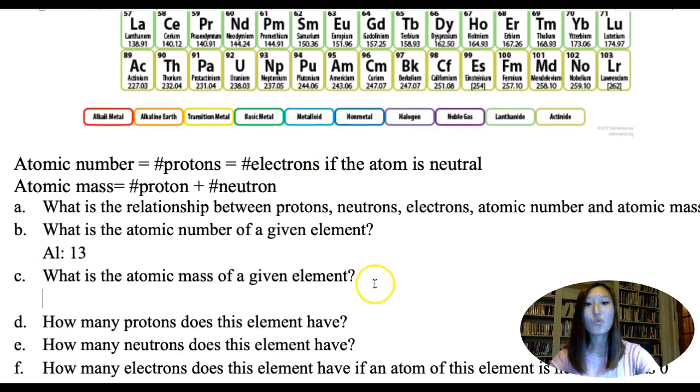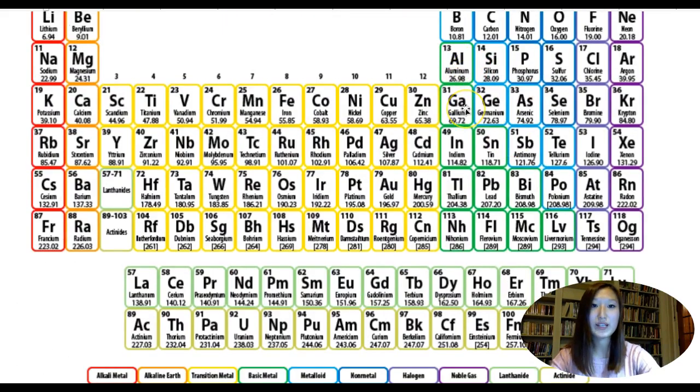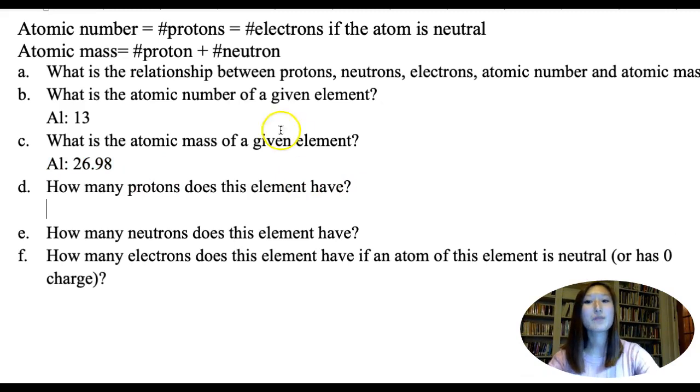What is the atomic mass of a given element? According to the periodic table, it is 26.98. You can just write 26.98 directly, and we'll talk about why it's a decimal in a little bit when we talk about isotopes. If you were to write 27, it wouldn't be wrong, but 26.98 is a more accurate answer.